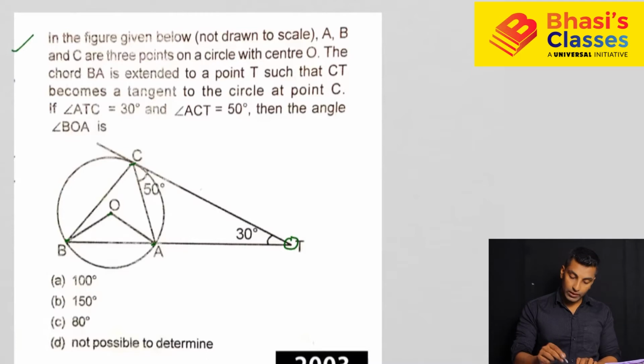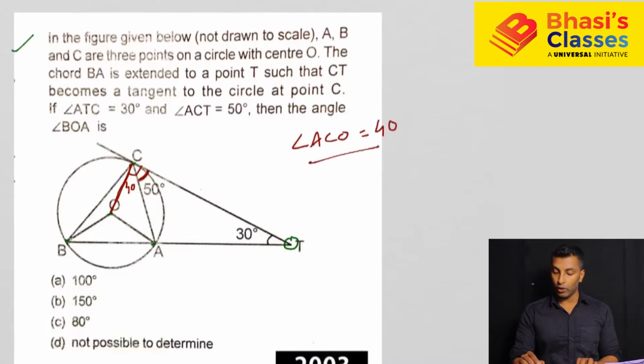So the moment you see the tangent, I've already told you in the previous lectures, what you can do is you can combine it with the radii. Okay, so you can join it with the radii, and we know this angle is 90 degree, right? So if that is 90 degree and this is given as 50, right? So this is going to be 40 degree. So we got ACO as 40 degree, right? So angle ACO is equal to 40. I hope you understood this.